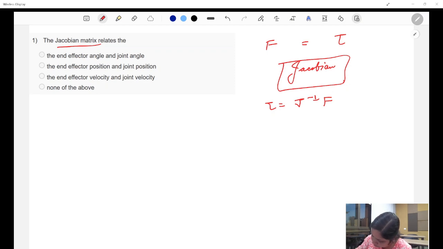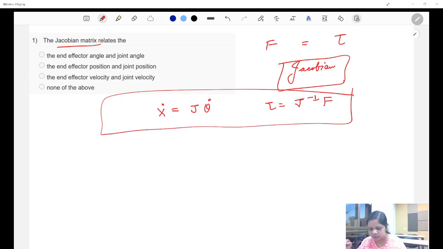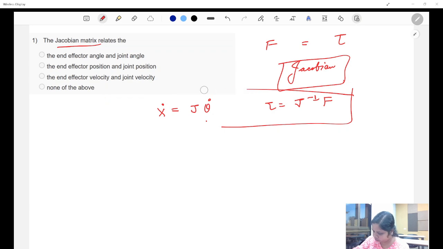Okay, let me write this one. X dot is equal to Jacobian times theta dot. Right. How can you remember both of these expressions together? I mean, if you take the analogy, no? So, okay, before that, I'll clarify what is force and what is torque. This is correct. Thank you for the answer.